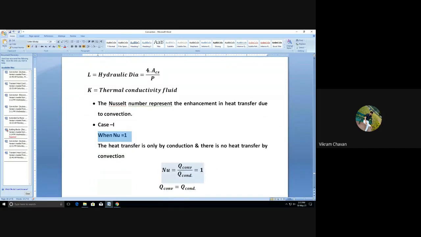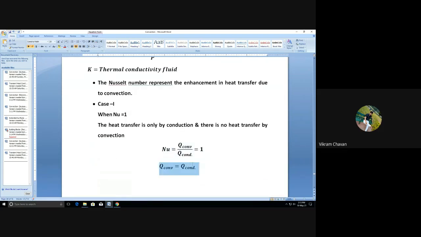So if you put it in equation format, the Nusselt number is equal to Q convection divided by Q conduction, which is equal to 1, so we get Q convection is equal to Q conduction.